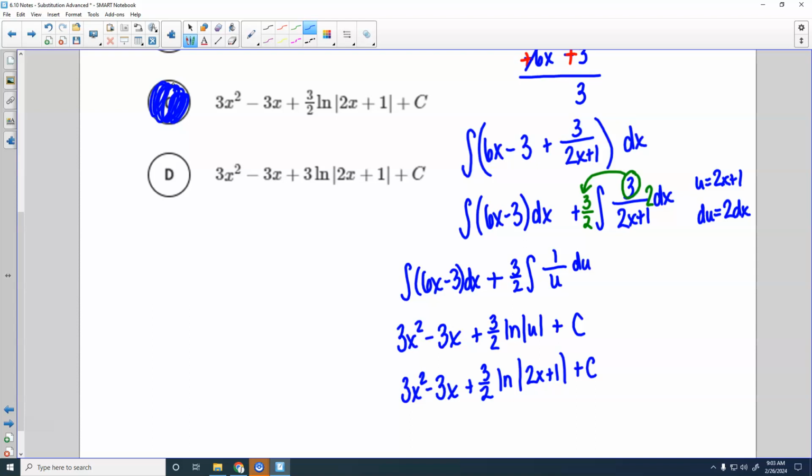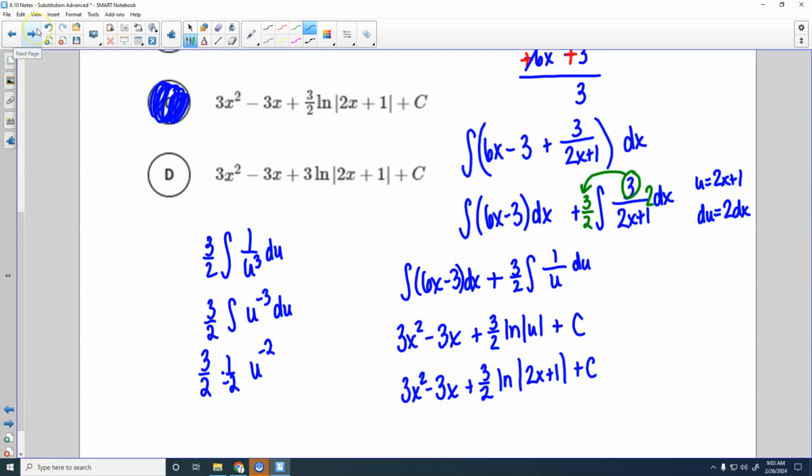But if you had like u to the third, for example, like if I had a 3/2 and I was integrating 1 over u to the third du, that is really u to the -3 du. So that would be 3/2. I'd increase my exponent by 1, which would give me -2. I'd have to multiply back out front by -1/2. So that would change that 3/2 to a -3/4. So in this case, it would be okay because it's just natural log, but there can be times where you probably need to keep going.